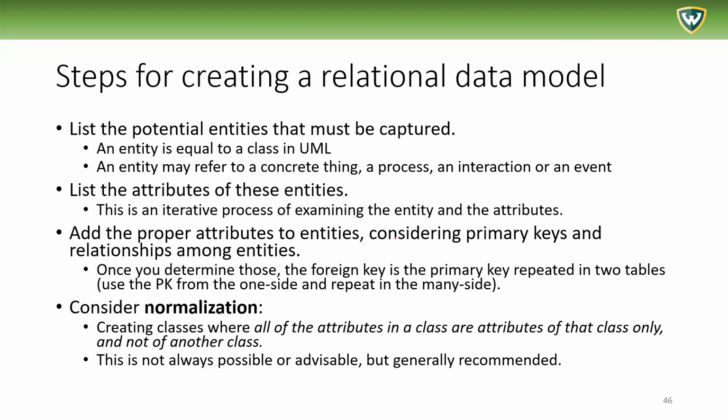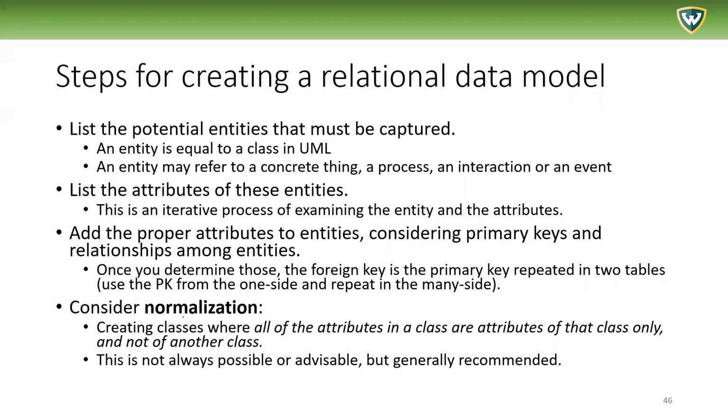Add the proper attributes to entities, considering primary keys and relationships among entities. Once you determine those, the foreign key is the primary key repeated in 2 tables, right? And as I mentioned before, use the PK from the one side and repeat it in the many side.